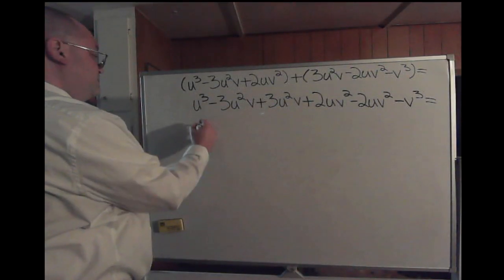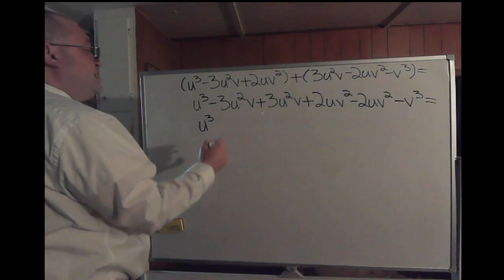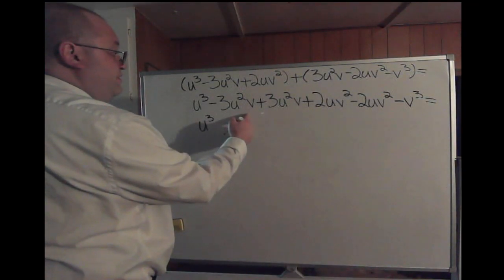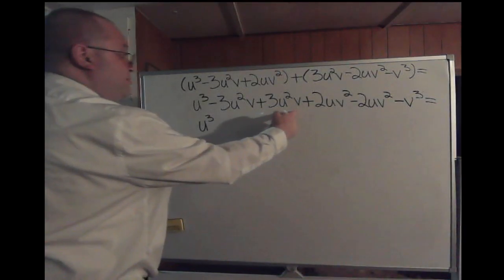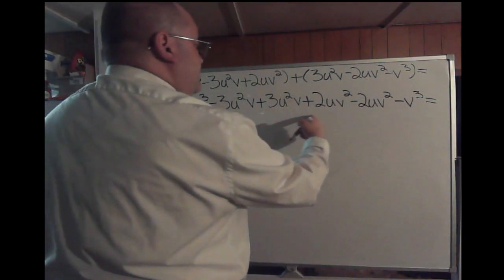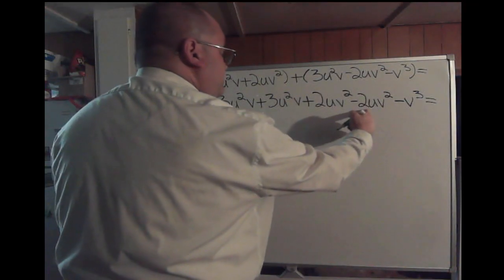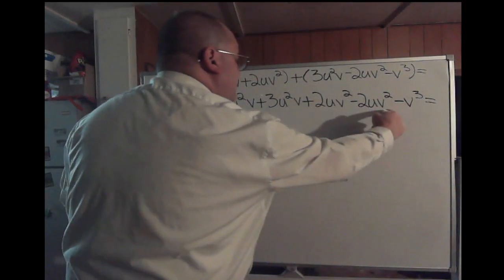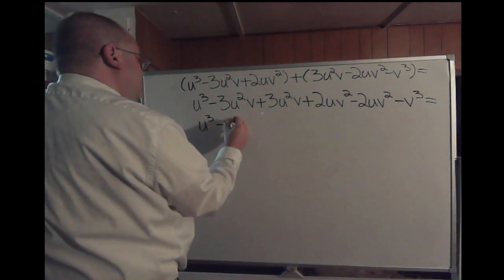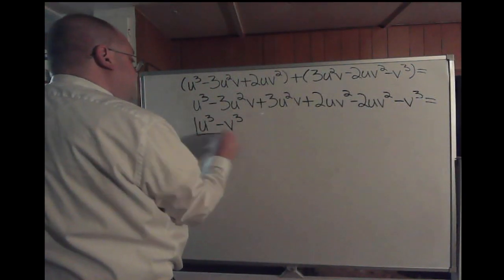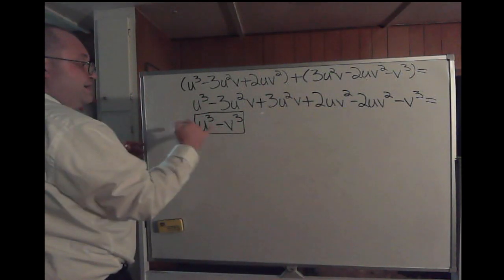U cubed, there's no other like terms with u cubed, so that stays. Now we have minus 3u squared v plus positive 3u squared v. That goes to 0. Bye-bye to that. Then we have positive 2uv squared minus 2uv squared. That goes to 0. Bye-bye. All we have is minus v cubed. That's all that's left. So the answer you should get for this one would be u cubed minus v cubed.